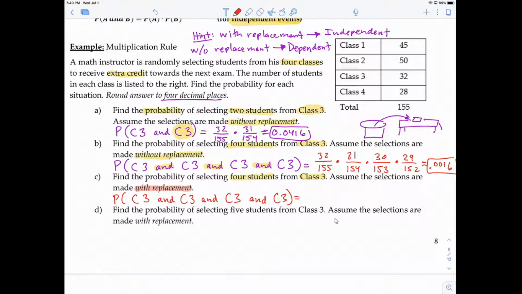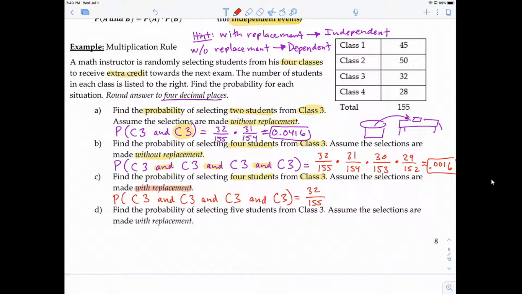Well, first of all, we know we're going to use the multiplication rule. So the first number we're going to multiply is, we have to ask ourselves, what's the probability that the first student is from class 3? Well, there's 32 students out of 155, right? So 32 different ways we can select a student from class 3 out of 155 students in the hat.